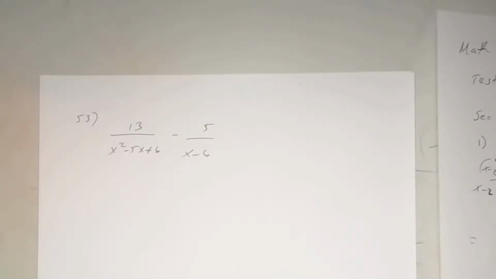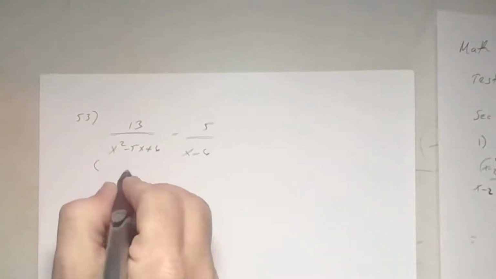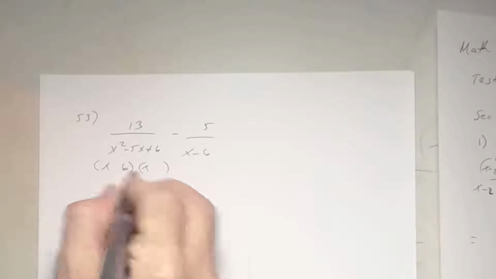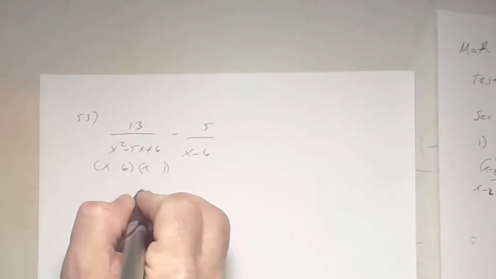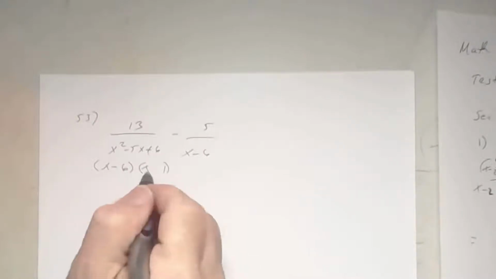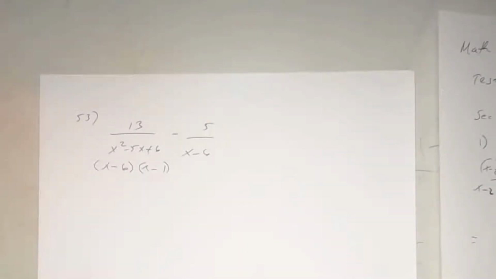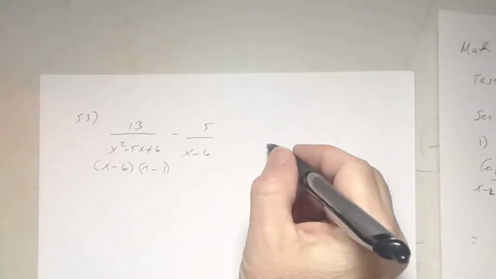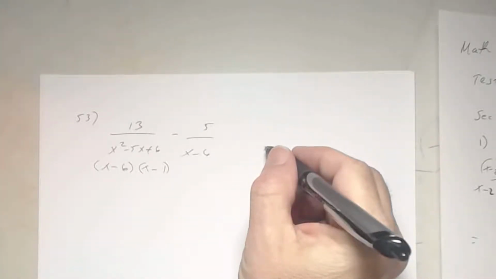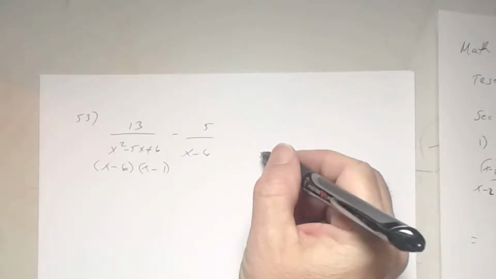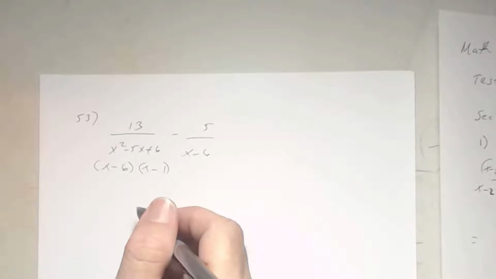Two binomials with x. The last sign's positive, so that's the easy kind. They're both going to be negative. X minus 3, or you changed it? On 53, is it x minus 3 or x minus 6? That's x minus 6 times x minus 1.